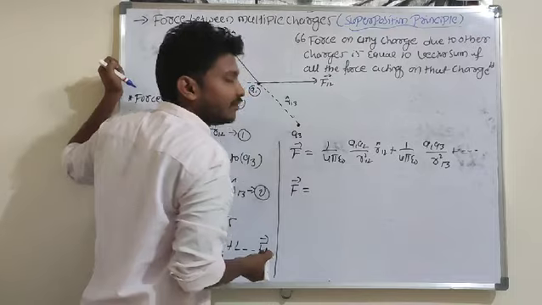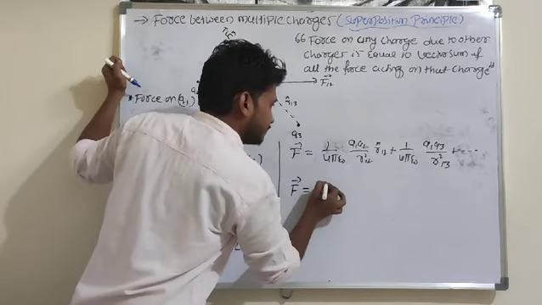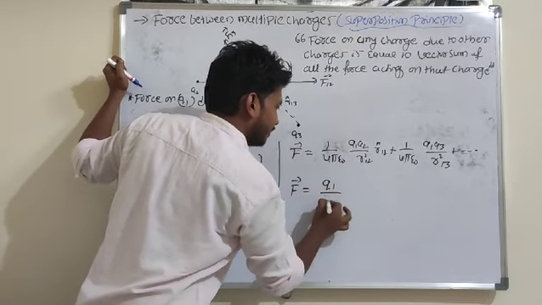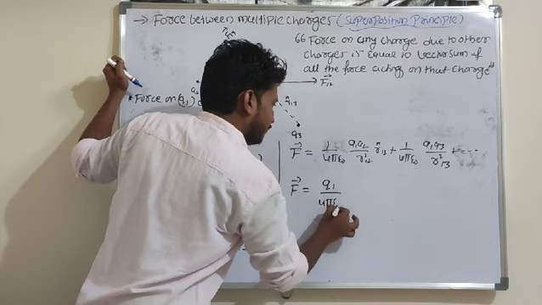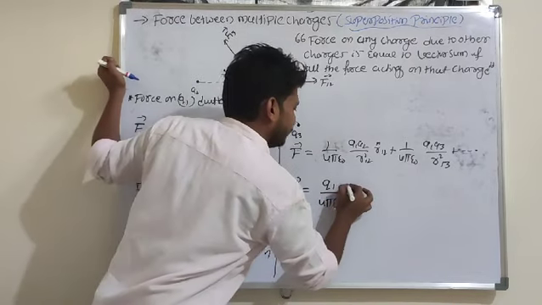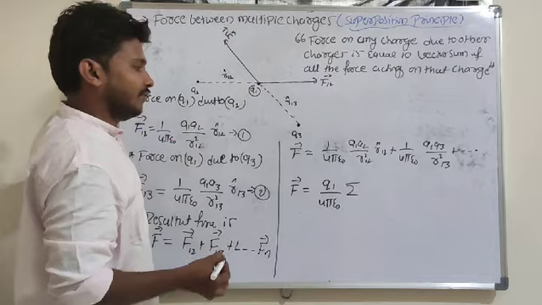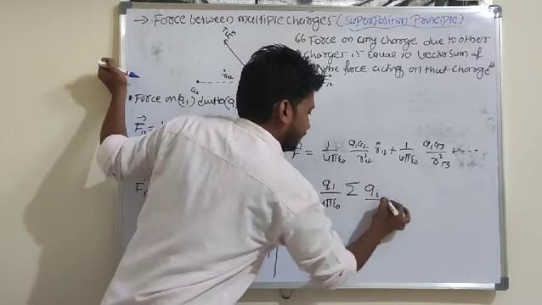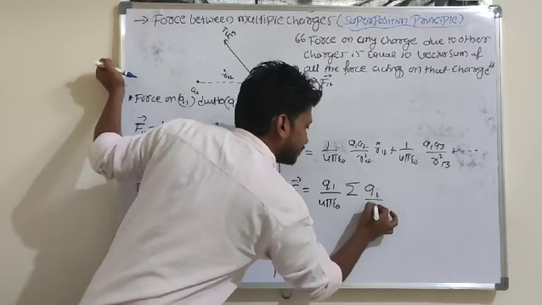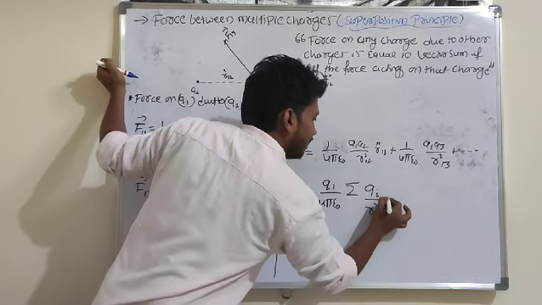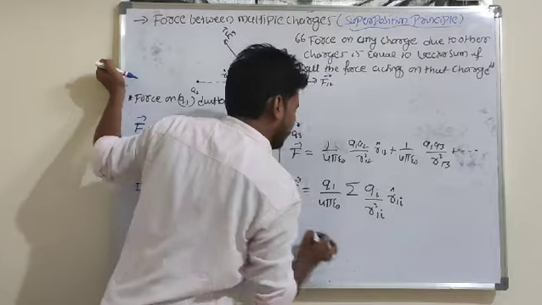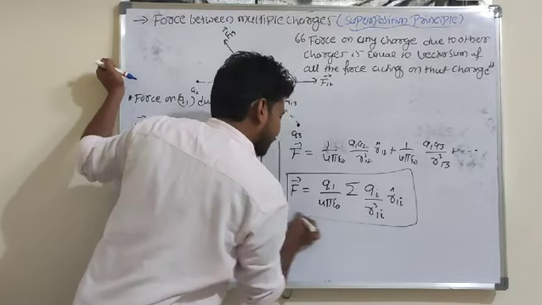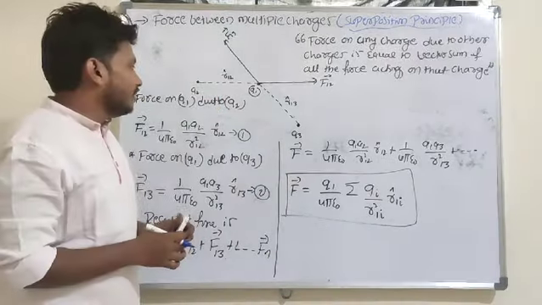In order to get the force between the multiple charges, what is the equation I will get here? q1 divided by 4 pi epsilon naught, summation over the ith number of charges, of 1 by r square of 1 to i, times r cap of 1 to i. So this is the required equation for the force between multiple charges.